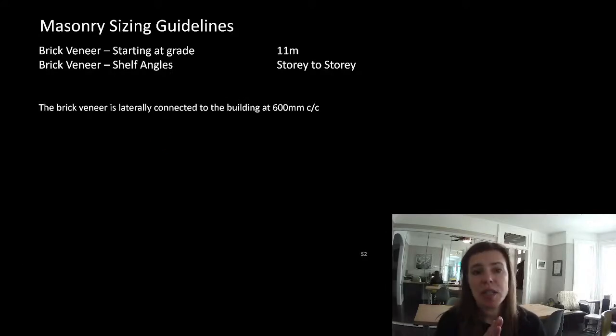Okay, this is just some quick information because nobody ever tells you this and you need to know it. So this is a good place to tell you. Masonry sizing guidelines for brick veneer. So that's just the brick that goes on the outside of your building. Starting at grade, you can go up to 11 meters, but you need shelf angles story to story. So at each story, you're going to put an angle that's going to support it. Brick veneer is laterally connected to the building every 600 millimeters.